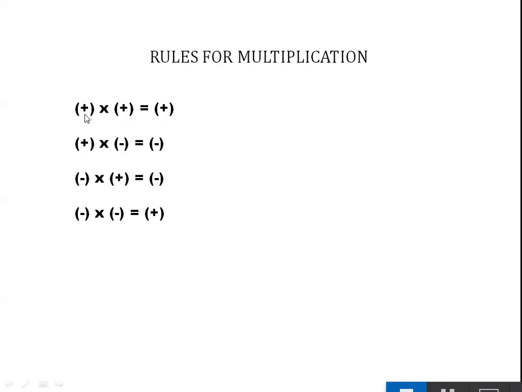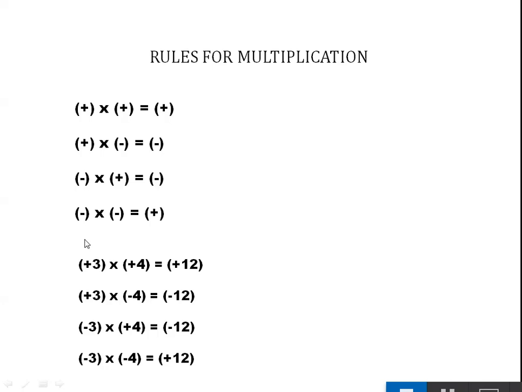From this, you can clearly see that when both the numbers are having same sign, the answer is positive. When the numbers are having different sign, the answer is negative. Once again, when both the numbers are having same sign, the answer will be positive. When the numbers are having different signs, the answer will be negative. We'll see the example for the product of integers.